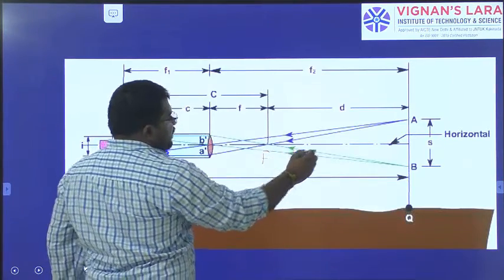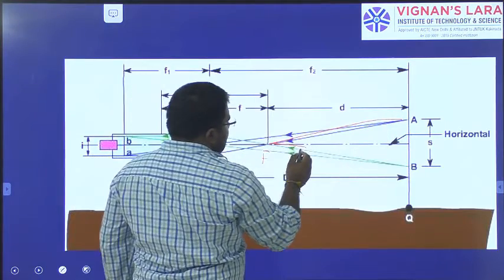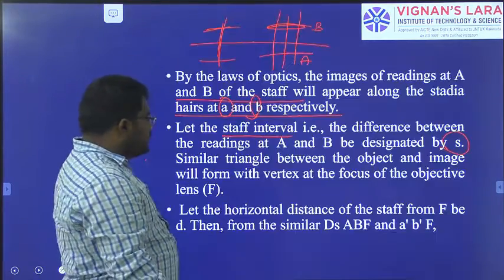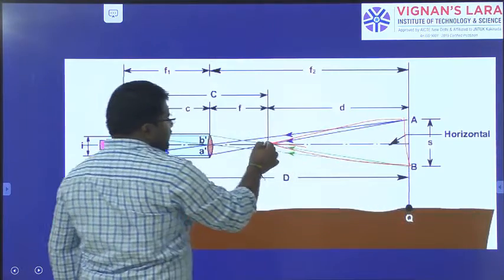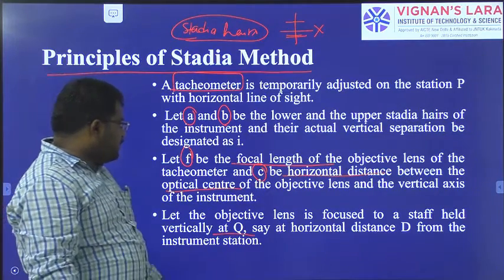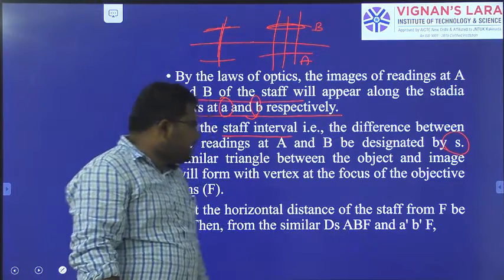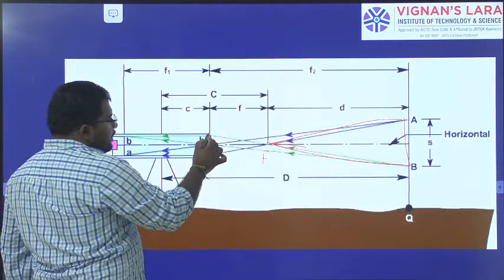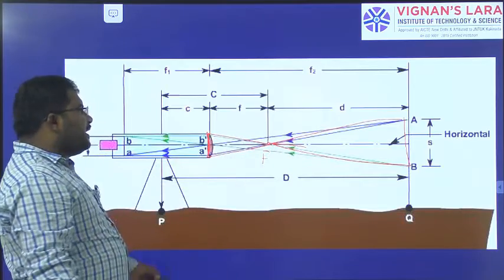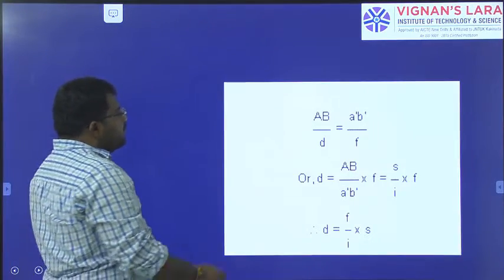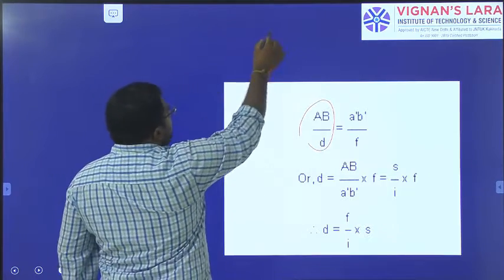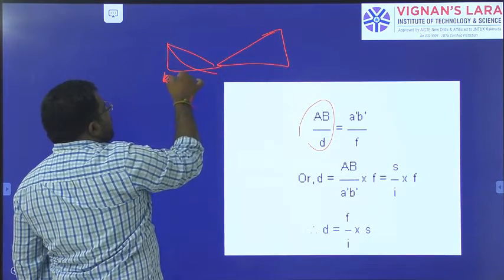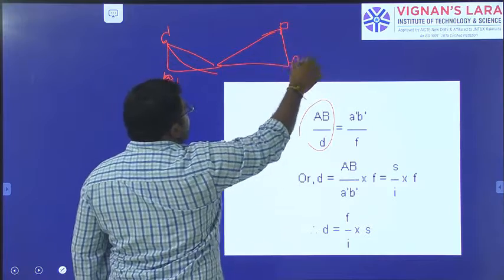If this is the F, A, B, F, right? So now you can see here A, B, F. Another one we have is A dash, B dash, F. This is A dash, B dash, F. These two are similar triangles. Now from these two triangles, what are we going to do? The triangles are like this. This is A dash, this is B dash, this is B, this is A.